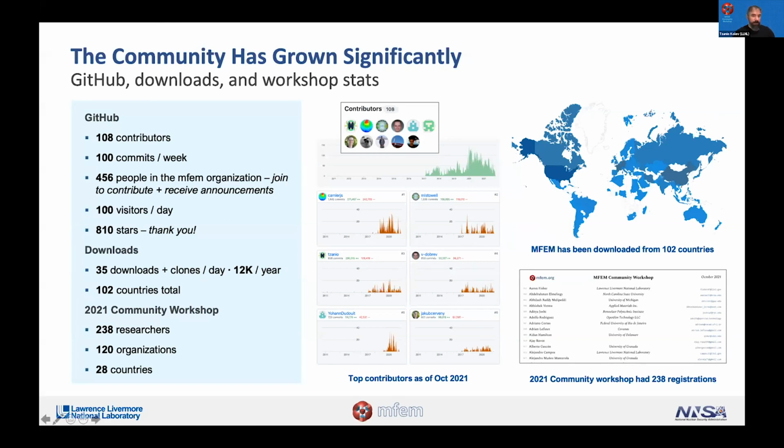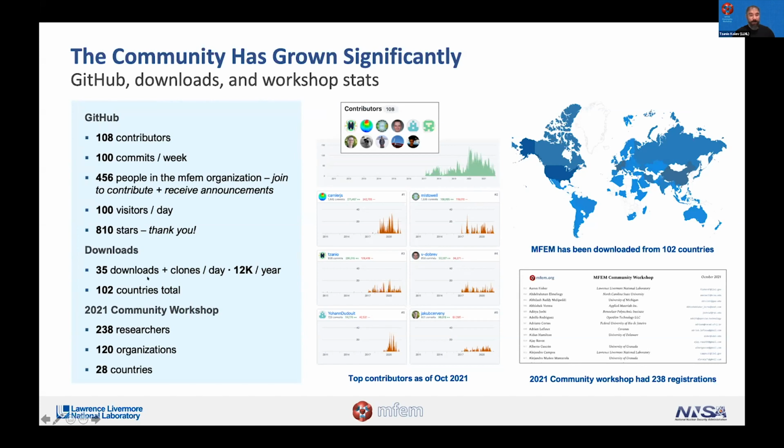On GitHub again, we're getting about 100 visitors per day. I think we had about 810 stars. We really appreciate those. Those actually matter for us, and when we justify MFEM in front of the management. So if you think we deserve it, please give us a star. And these are the top contributors as of October 2021. You can very clearly see 2017 when we actually moved the development to GitHub and all the big spike. And you can also see that some of the top developers are actually people like John that joined the project relatively recently. So they've been extremely productive.